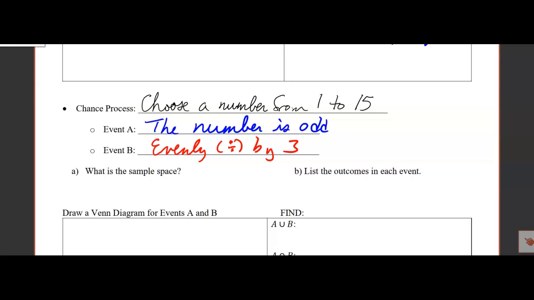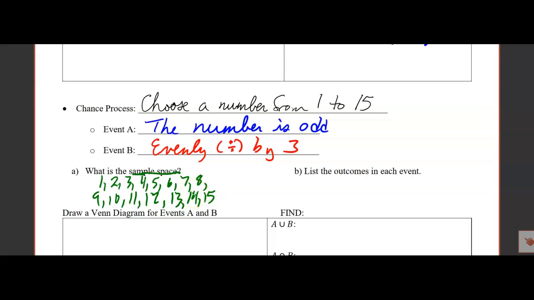What am I choosing from? If I was going to list what I'm choosing from, what am I choosing from? So my sample space, what I'm choosing from, my possible choices: the possible things I can choose from are the numbers 1 to 15. Or you can write numbers 1 to 15. I don't care what you write, but you need to write something.